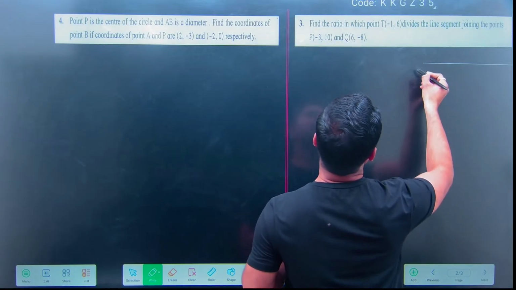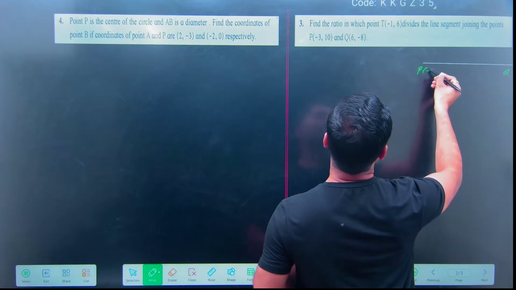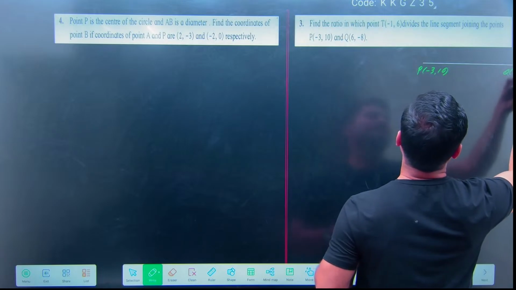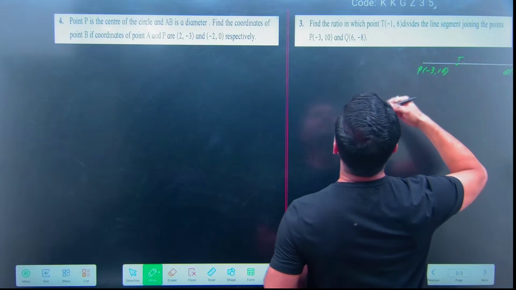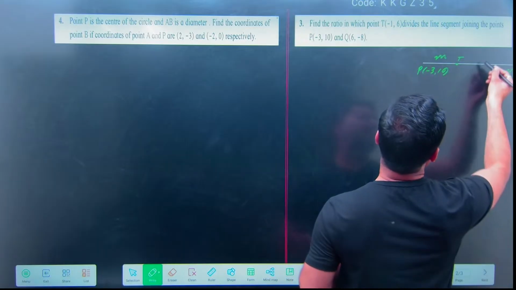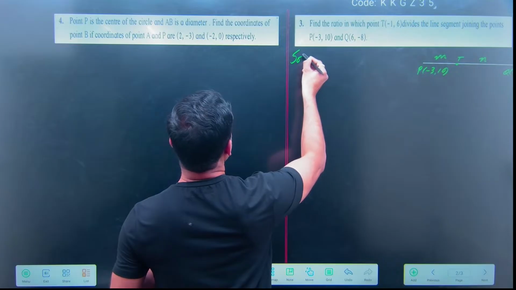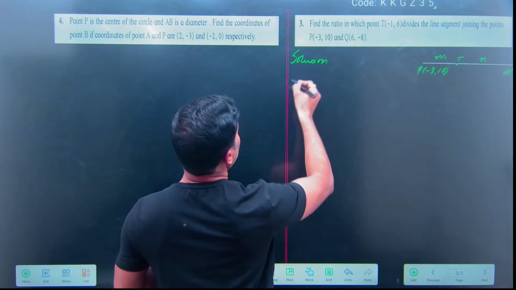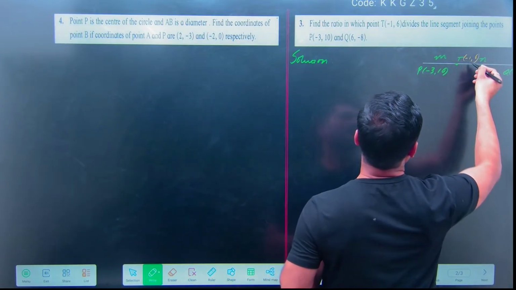So the name of the segment is PQ with coordinates (-3, 10) and (6, -8). So they have given a point T. Suppose this point T divides PQ in the ratio m:n. So we have to assume that. So let's assume it first, and the coordinates of that point are also given to us: (-1, 6).